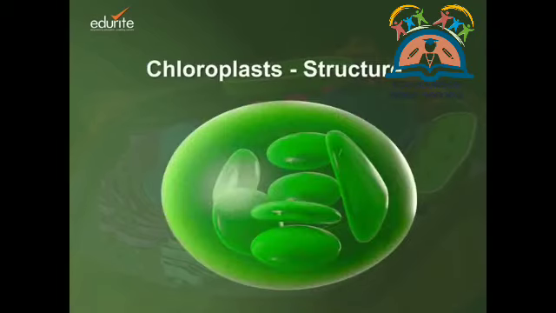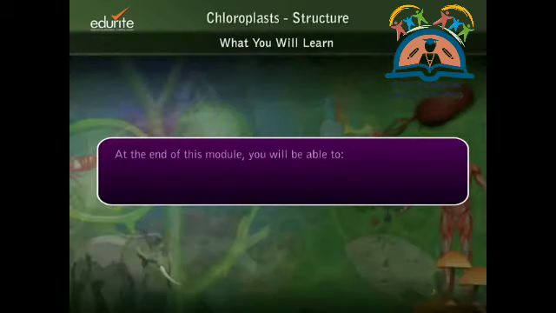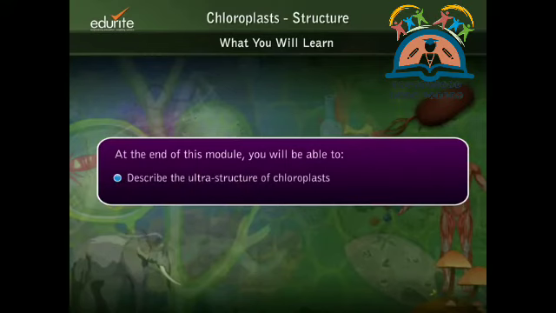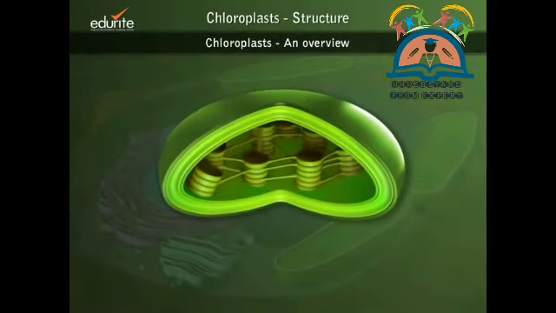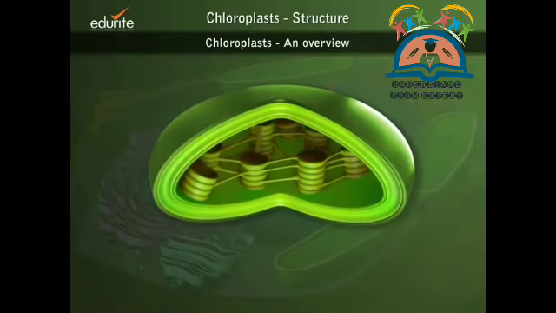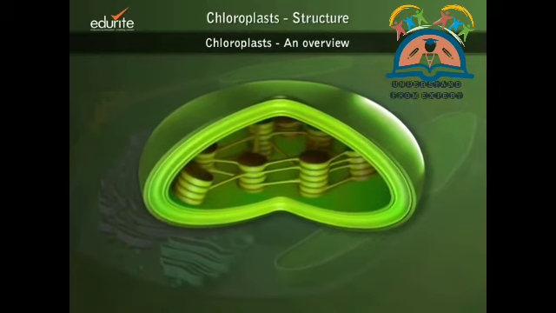Chloroplast's structure. At the end of this module, you will be able to describe the ultrastructure of chloroplasts. Chloroplasts are membrane-bound organelles that act as the main centers for photosynthesis.